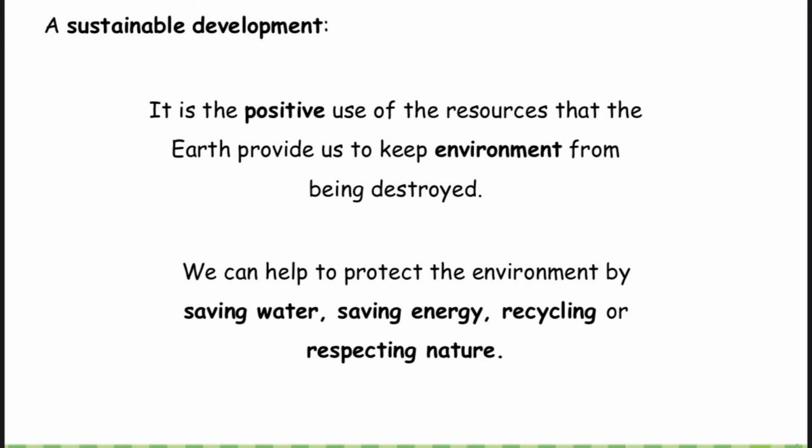Sustainable development. It is the positive use of the resources that the earth provides us to keep the environment from being destroyed. We can help to protect the environment by saving water, saving energy, recycling, or respecting nature.